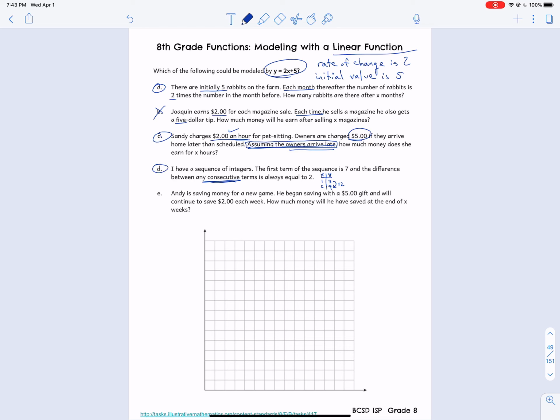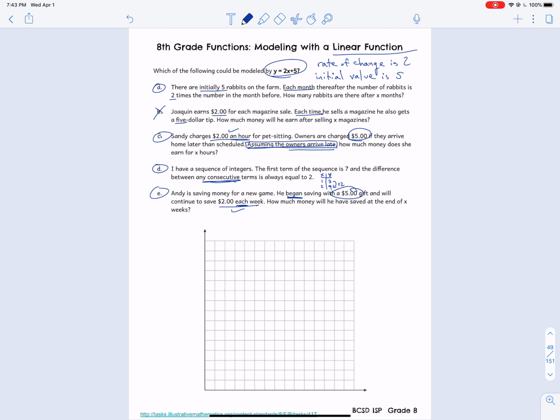Okay, so that works. And he is saving money for a new game. He began saving with a $5 gift and will continue to save $2 each week. So there's our keyword each, right? Per week, each week. So there's our rate of change, so that works. He started with an initial value of 5. So that one works as well.